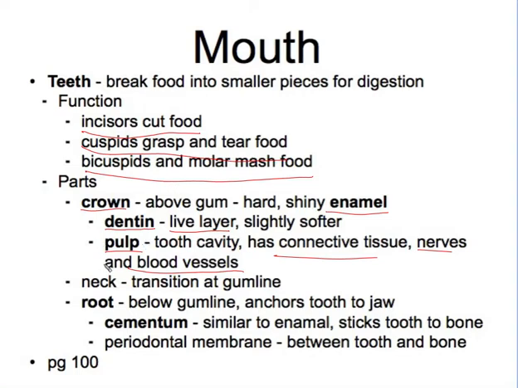Again, we have the crown, where the crown transitions at the gum line. So the area above the gum is the crown. The next portion is called the neck. This is the transition point, and then the root is every part of the tooth that's below the gum line, and this holds your tooth to your jaw.